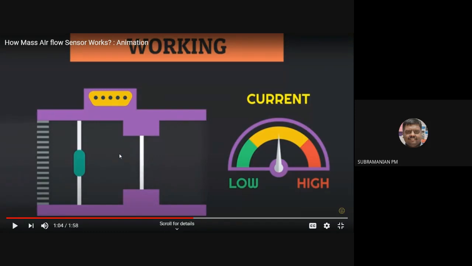So when the air passes over this wire, what will happen? The wire's heat will be rejected to the air, so the resistance will decrease. Listen carefully. Temperature decreases, resistance decreases. So with the resistance decreased, that will cause the current to flow again. That is, the amount of current flowing will be the indication of mass airflow.